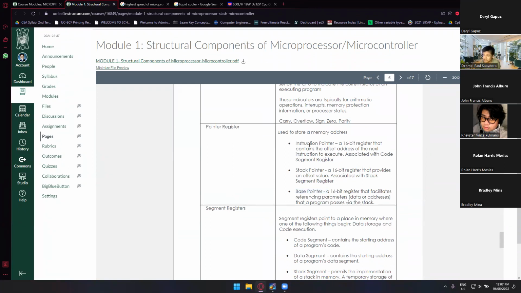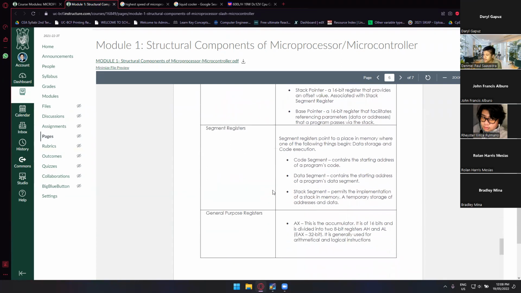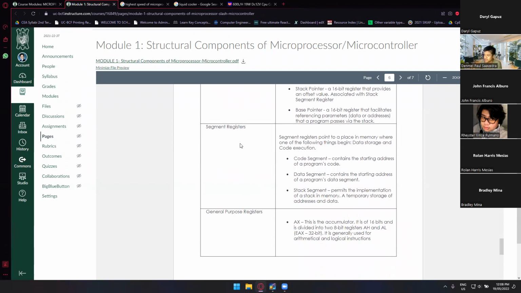So for the instruction pointer, this one is associated with a code segment register. For the stack pointer, this one is associated with stack segment register only. Okay. And then for the last one, the base pointer, this one is also 16-bit, but this one is referencing parameters, data, or addresses that a program passes via the stack.